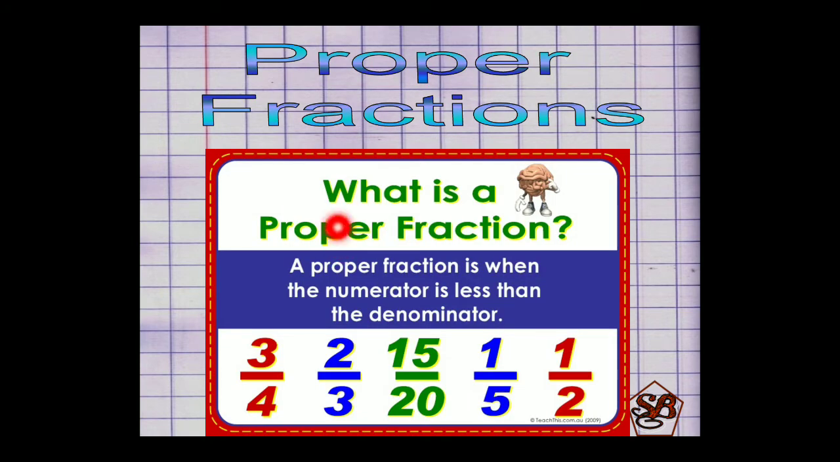The first type is proper fractions. What is a proper fraction? A proper fraction is when the numerator is less than the denominator. That is, numerator is smaller and denominator is bigger. Here are the examples: 3 by 4, 2 by 3, 15 by 20, 1 by 5, 1 by 2. In all the cases, you can see the upper number, that is numerator, is smaller than the bottom number, that is denominator.